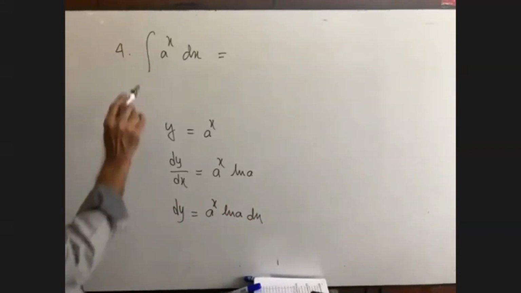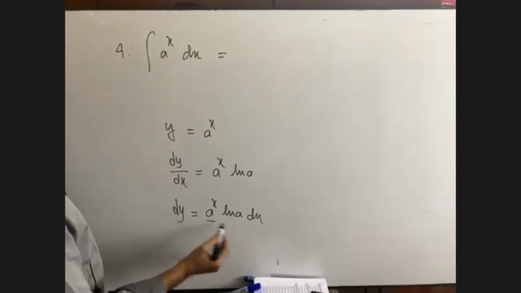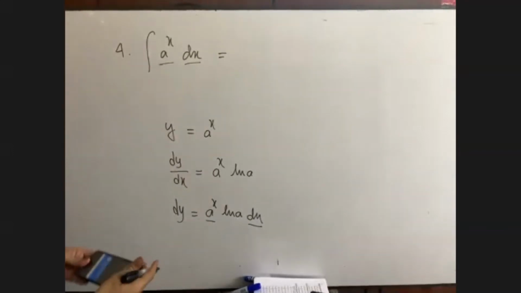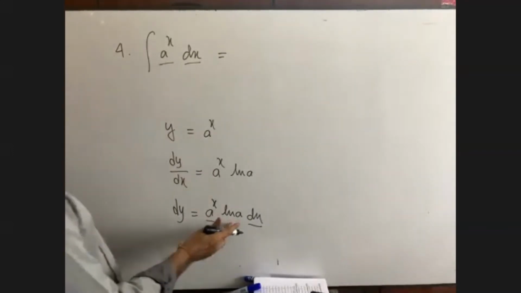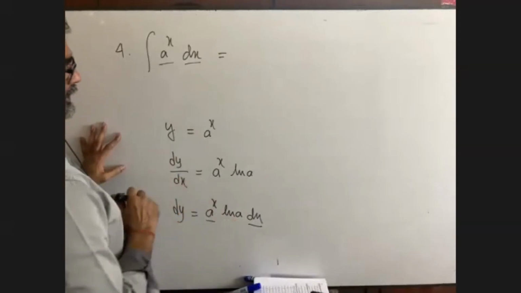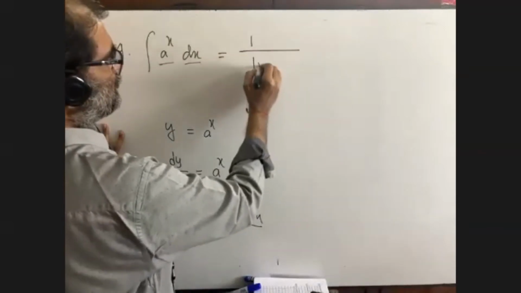But here, what is the difference? You see, there is no ln a. So we have to find the integral of a to the power x dx. What is happening here? This ln a will be divided, right? So at first we can start writing 1 by ln a.